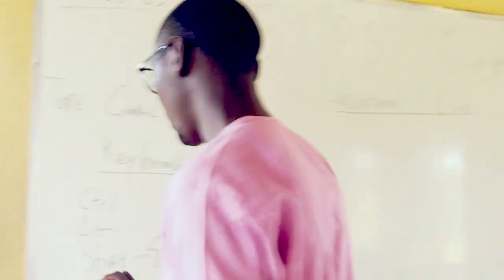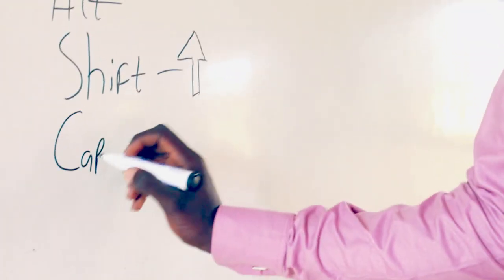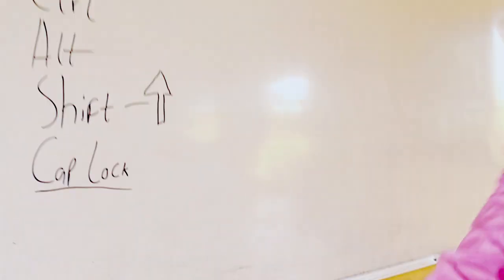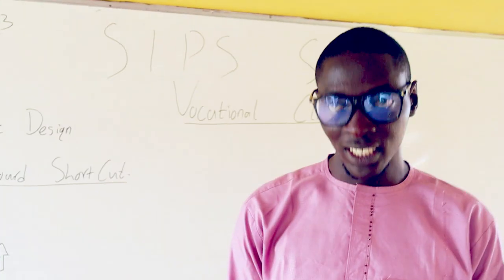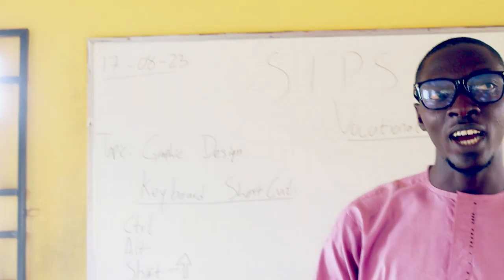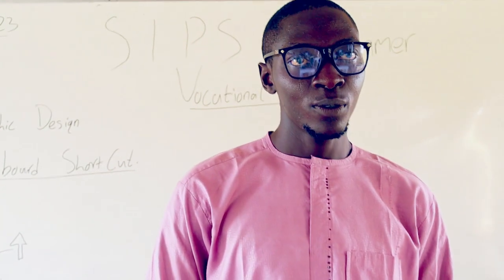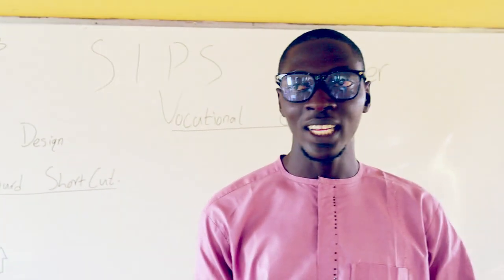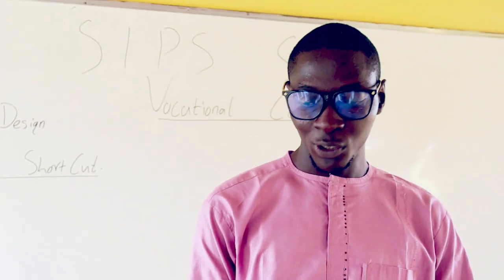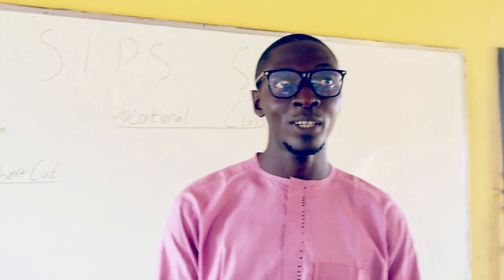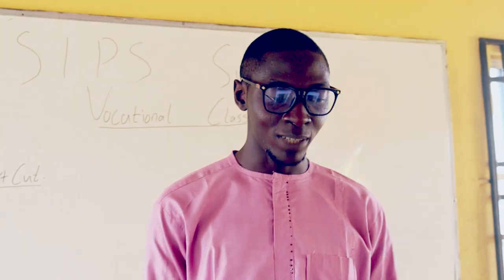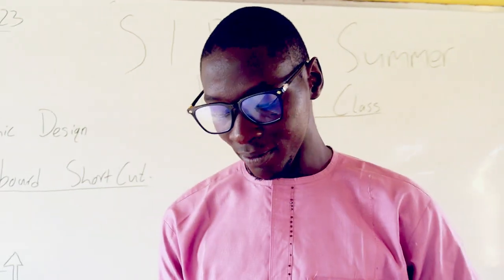Then caps lock. This one is basically used to capitalize your letters. As the diagram of this keyboard is, all the letters are written in capital letters. Without you pressing caps lock, you will not be able to activate the capital letters. And by simply pressing it again, you can switch from capital letters to normal small letters.